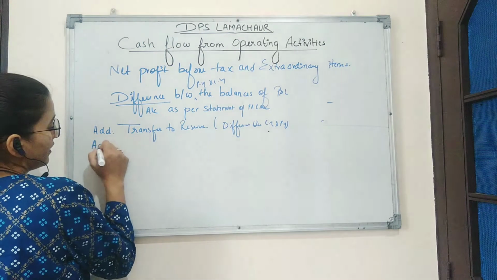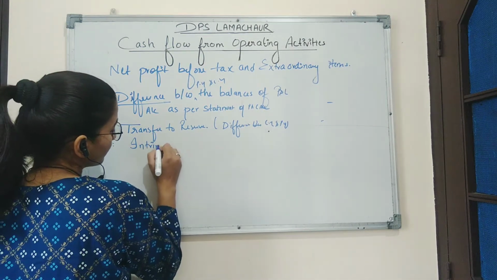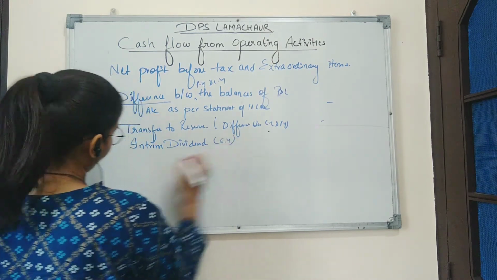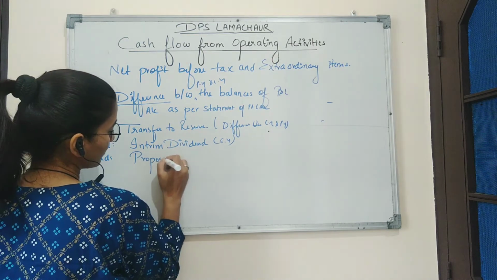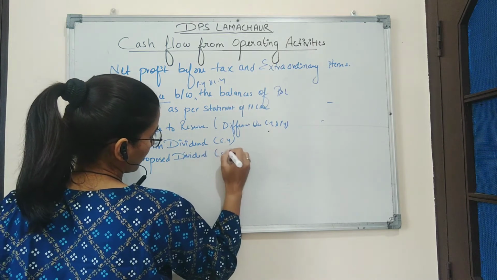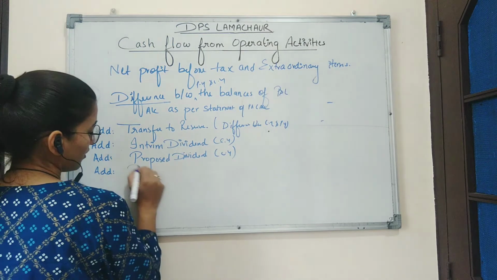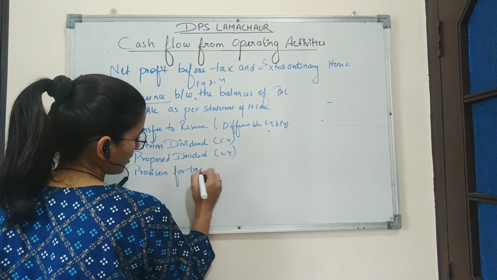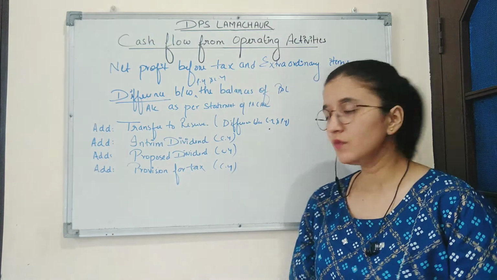Now, the next items to be included are interim dividend, current year, then proposed dividend, current year, then provision for tax, current year.